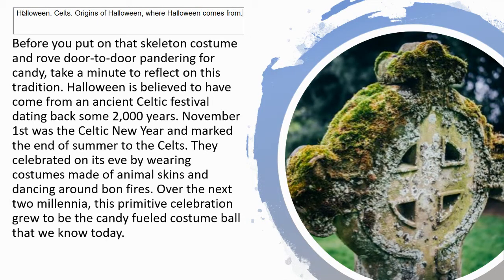So the next thing I want to ask is, is the main idea stated or implied? If it's stated, it means that we should be able to find the topic sentence inside of a paragraph. And I actually really like this sentence right here: Halloween is believed to have come from an ancient Celtic festival dating back some 2,000 years. That really matches my idea that we had come up with here at the top, the origins of Halloween or where Halloween came from. So I think that really fits for me. Since I was able to underline the topic sentence, that means that the paragraph has a stated main idea. We want to keep in mind that a stated main idea is the same thing as a topic sentence.